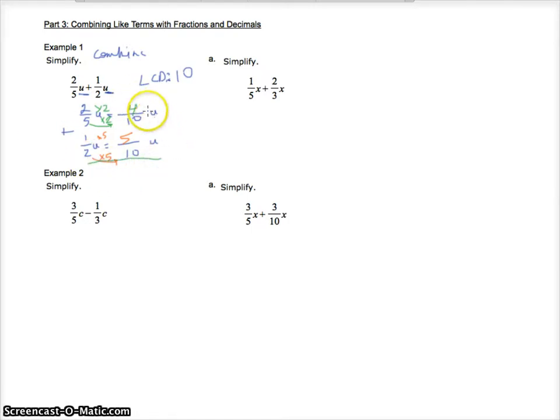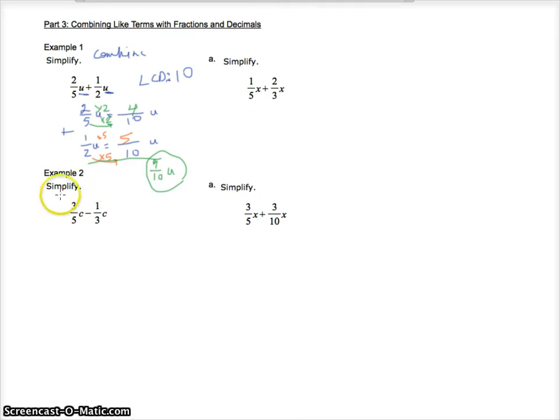Now I can combine my like terms. 4 plus 5 is 9/10 u. And it cannot be simplified anymore, so that's just my solution. Let's go look at example 2.